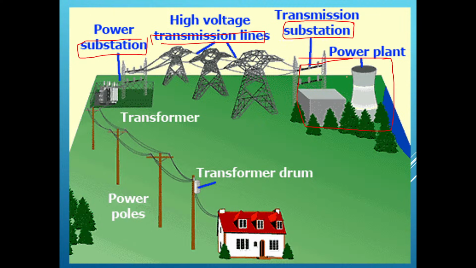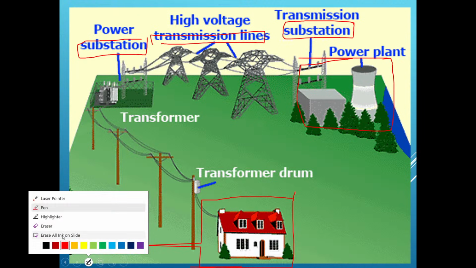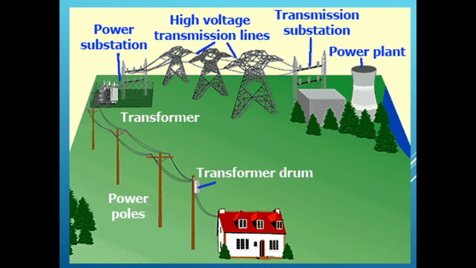So power is generated, transmitted, and distributed to the different load sectors. That's what happens here. We will call it the power system. The power system consists of generation, transmission, and distribution.